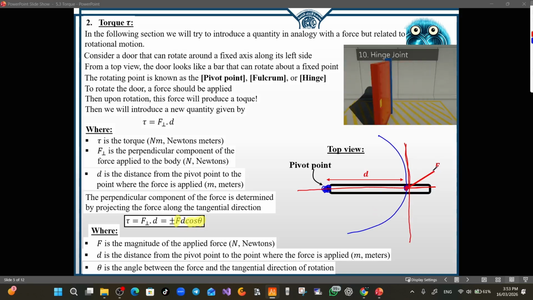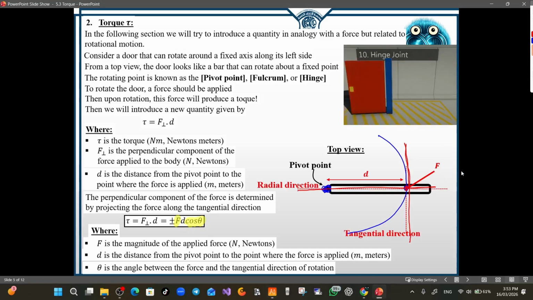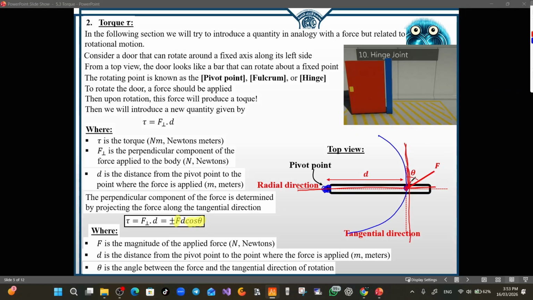Now, since F can be decomposed into two components, and by considering the angle between the tangential direction and the force, this is the tangent direction and this is the force, so we need to consider this angle. This angle is with respect to the vertical, so the force projected along the vertical should be written as follows. The force perpendicular to the rod is the tangential force, and the tangential force is F cosine theta.